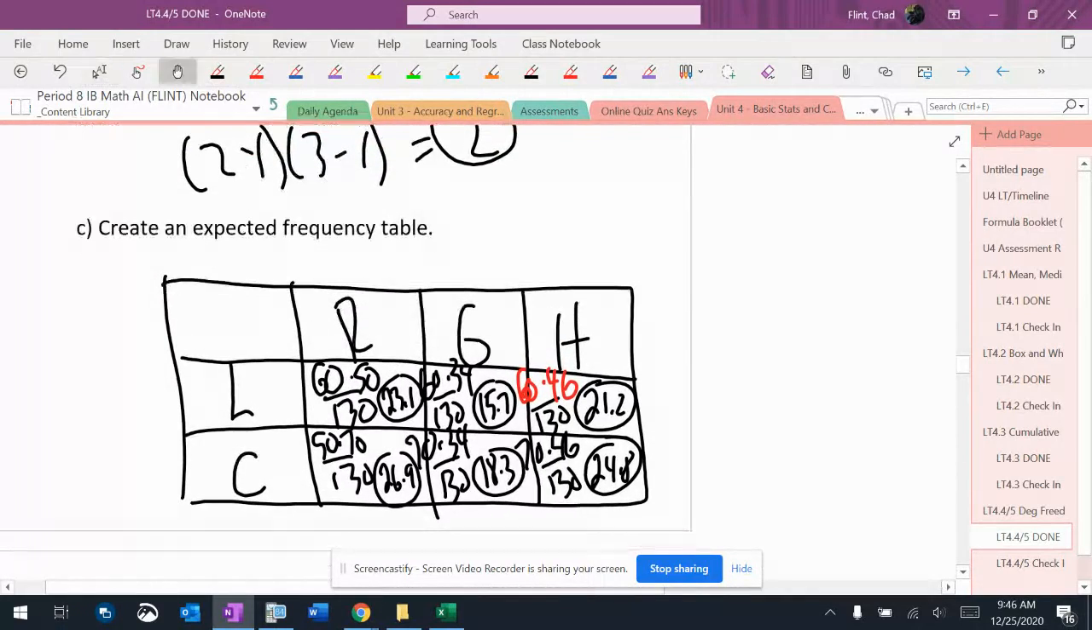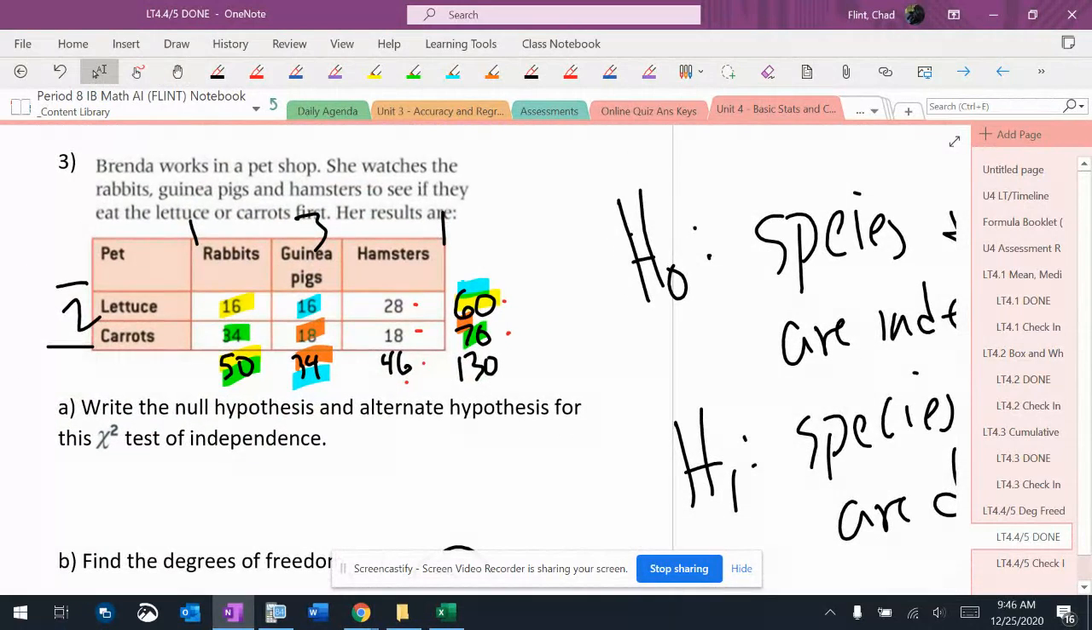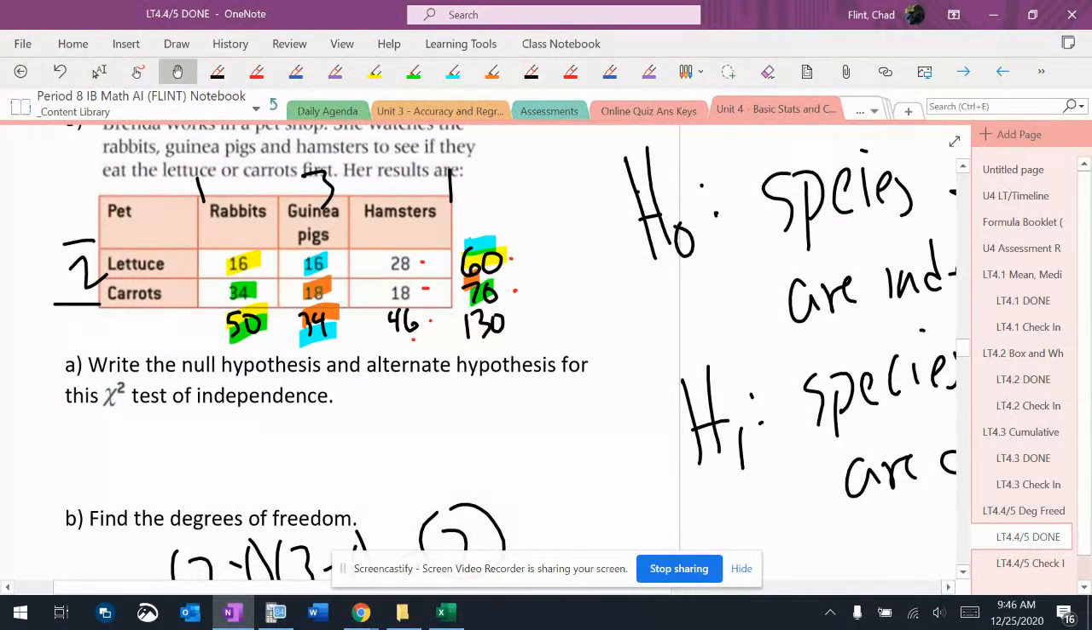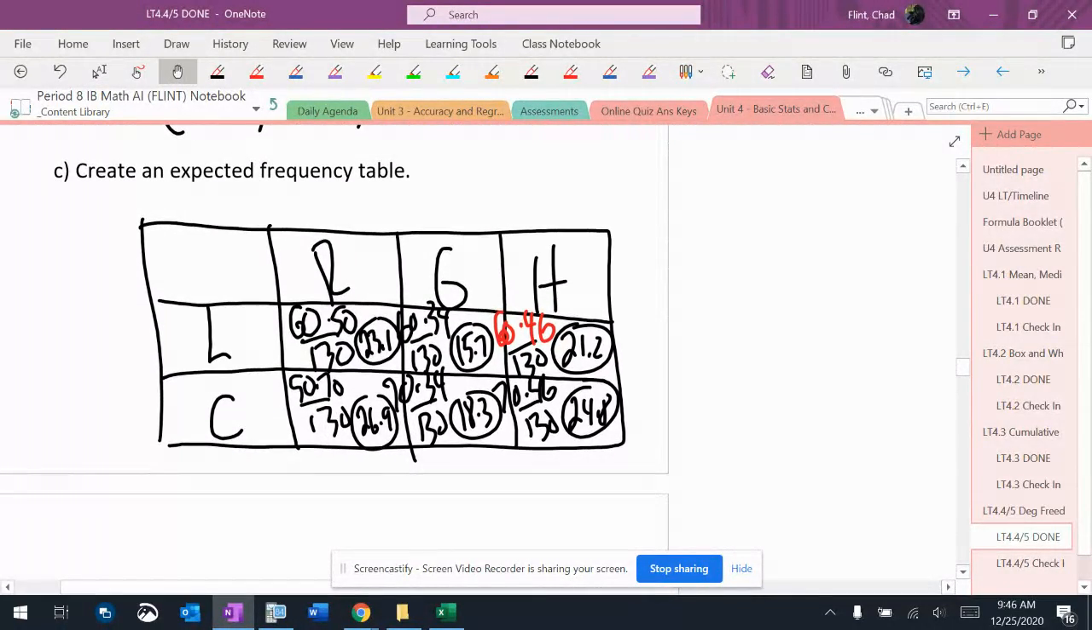Again, you don't need to put the fraction in there, but make sure you're super careful about doing this. Sometimes it's easier to put the expected frequency table right next to the frequency table so you can more easily not keep going back and forth with the stuff like I did. But we need this to actually take one of these tests all the way through.